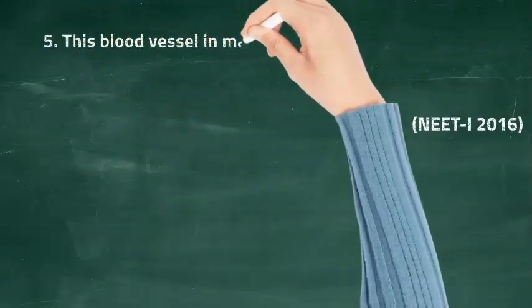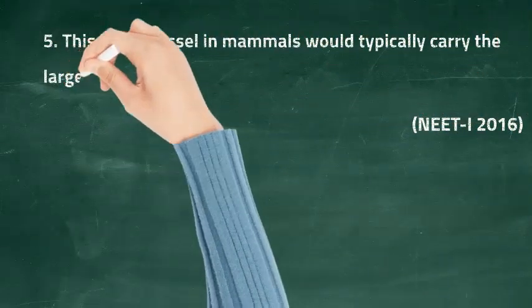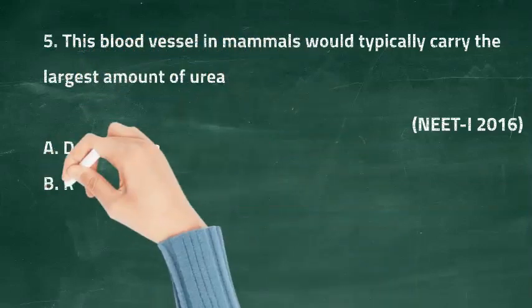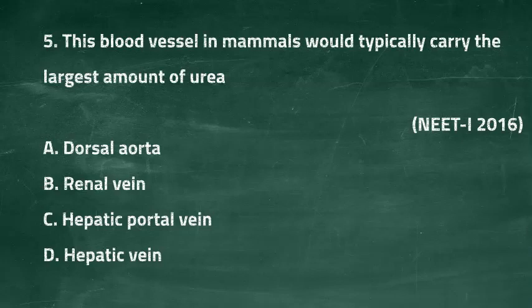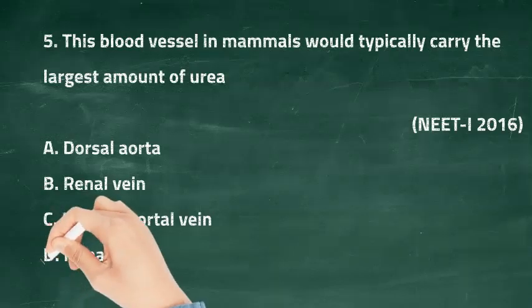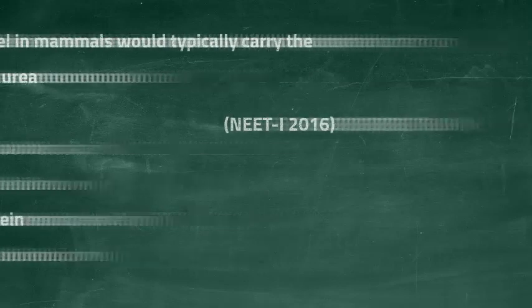Question fifth. Which of these blood vessels in mammals would typically carry the largest amount of urea? Option A is dorsal aorta. Option B is renal vein. Option C is hepatic portal vein. And option D is hepatic vein. So the right answer is option D, hepatic vein.